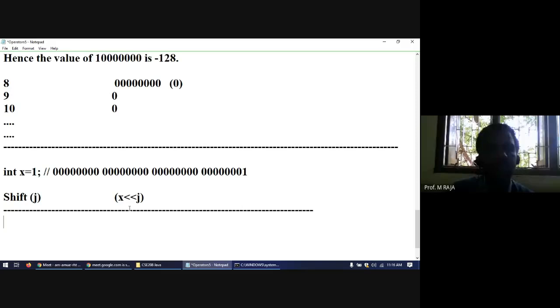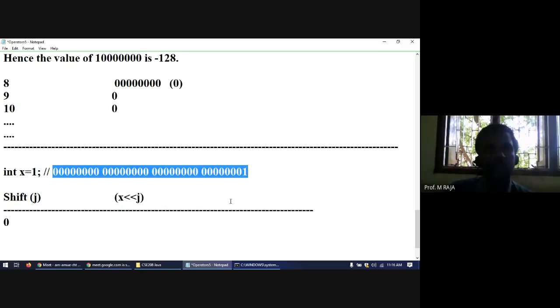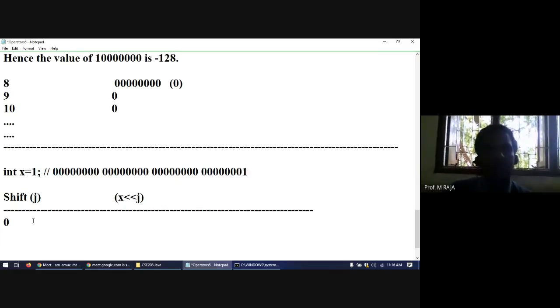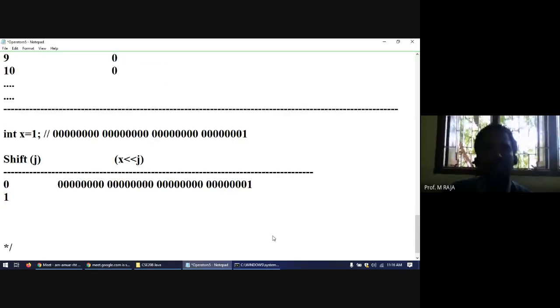Shift is, for example, 0th shift. In 0th shift, what happens? There is no change in the variable x. This is the value of x. Then in the first shift, what happens? This becomes 0, 1 becomes 1, 1, 0.